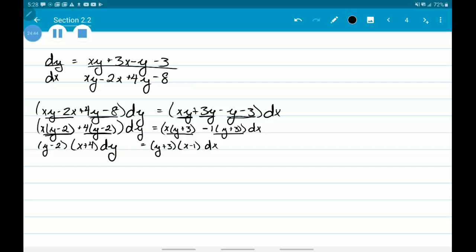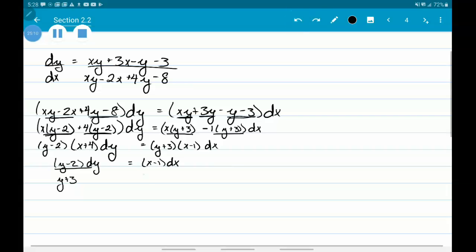Now let's get all the y stuff on one side. We have a y minus 2 times dy. Let's divide both sides by that y plus 3. And then let's get the x stuff on the right-hand side. So we have x minus 1 times dx in the top, and if we divide both sides by the x plus 4, we have separated the variables.